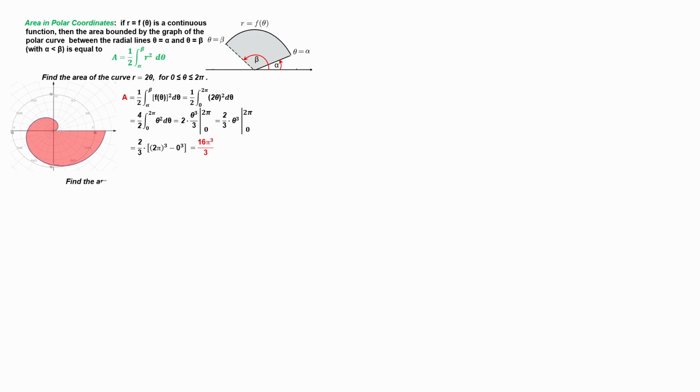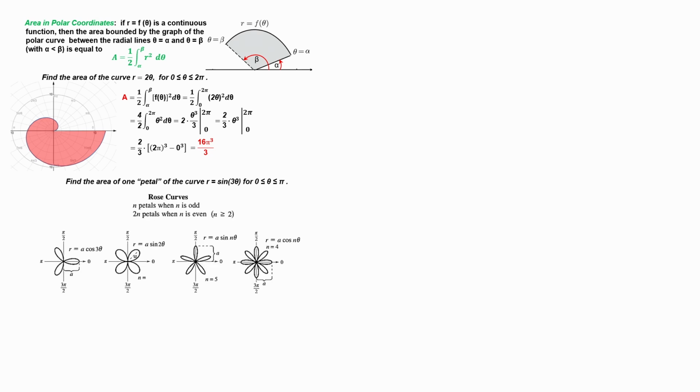Let's look at another example. Let's dive into another type of polar curve family, rose curves. These curves create beautiful flower-like shapes and they are defined by the equations r equals a cosine of n theta or r equals a times sine of n theta, where a is a non-zero constant and n is an integer.